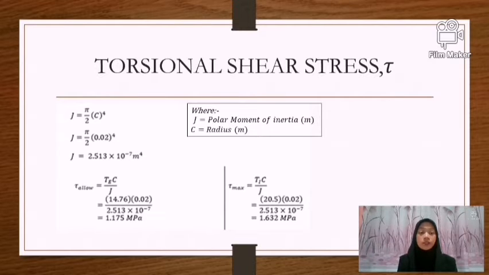For allowable shear stress, we will use TE, which is the torque we apply on the project, and for the maximum shear stress we will use TI, which is the internal torque. So for allowable shear stress, we get 1.175 megapascal, and for the maximum shear stress, we get 1.632 megapascal.